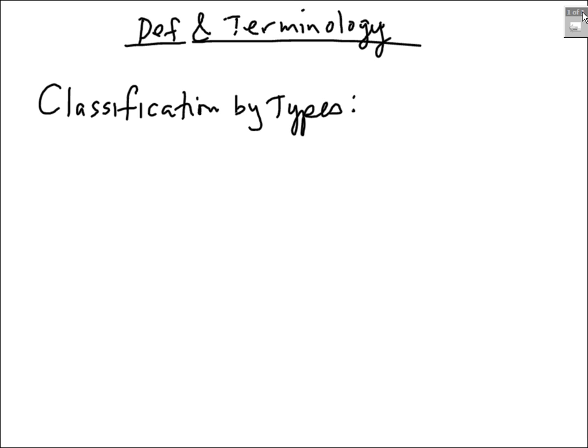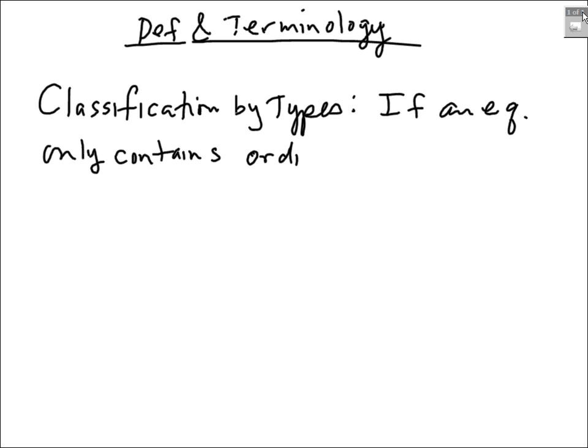The first one is going to be an ordinary differential equation. And the formal definition that I can think of is the following. If an equation, and I'll explain everything that I'm saying, contains ordinary derivatives, first derivative, second derivative, third derivative, not partial derivatives, of one or more variables.